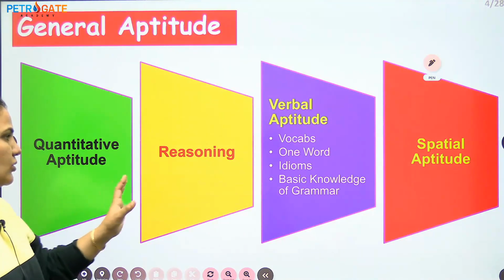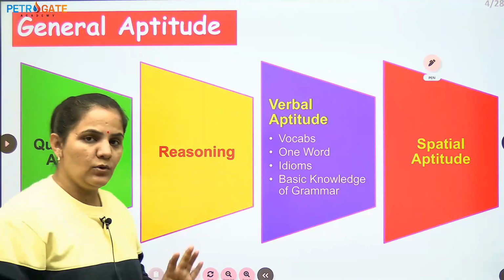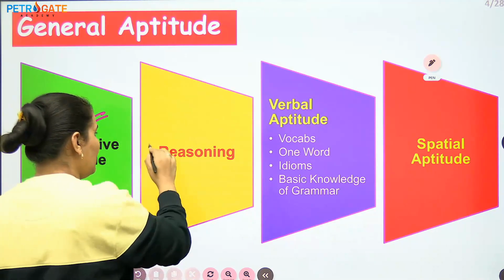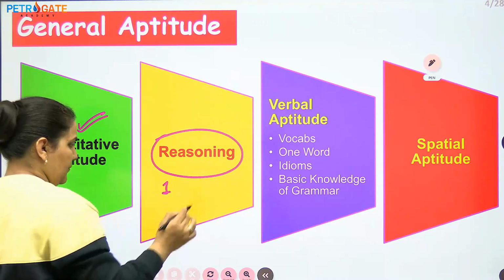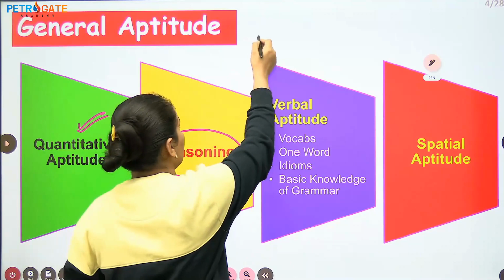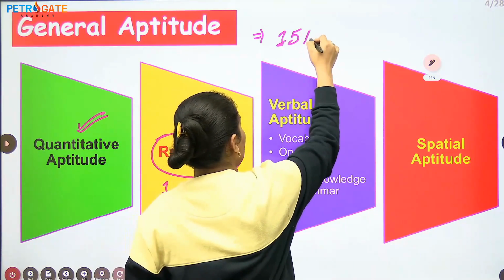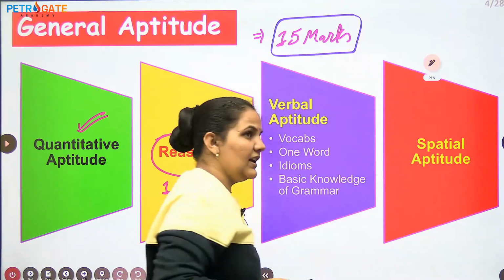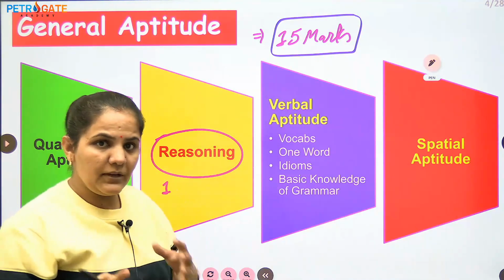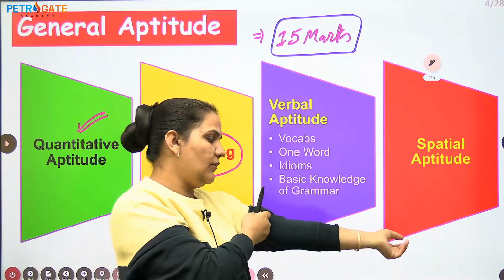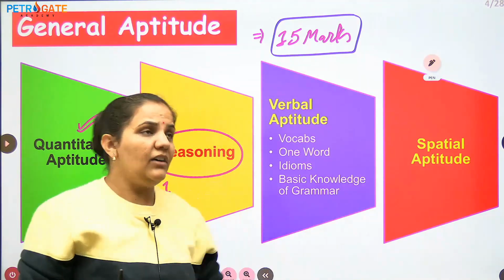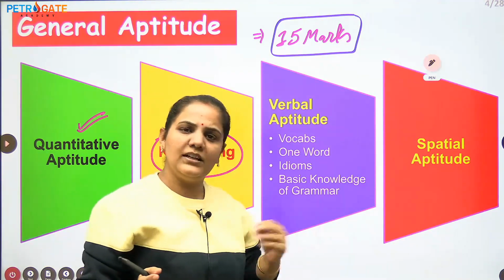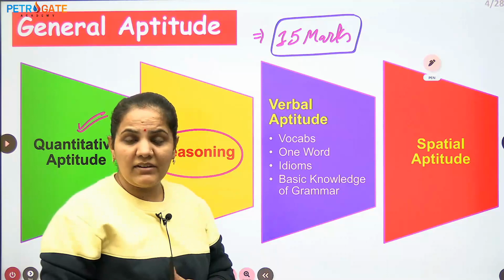As I already told you, general aptitude has 4 segments. The first one is quantitative aptitude, and we are going to start with quant only. Reasoning is important too. If we talk about marks, the weightage of general aptitude is 15 marks, dear students. If you can understand the topics of general aptitude and cover 12 or 13 marks out of 15, then it will be very beneficial for you.